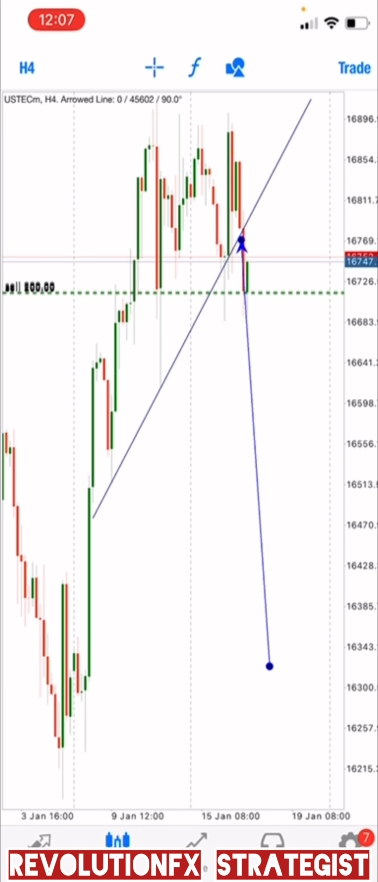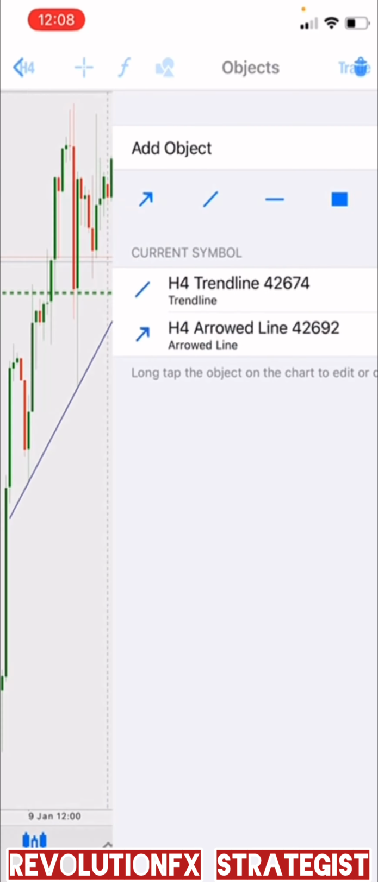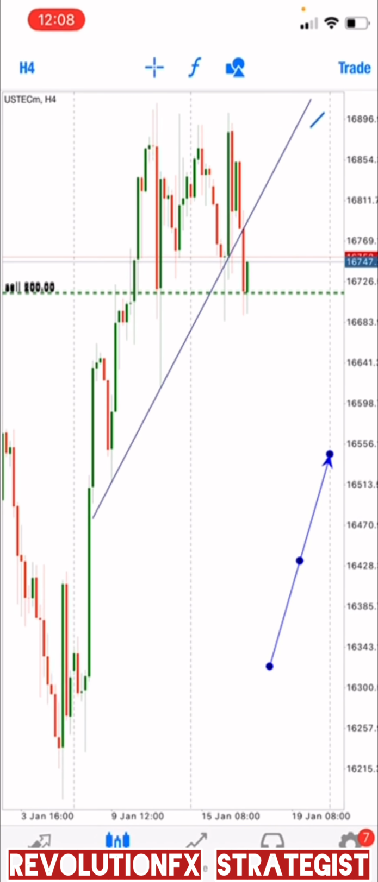Now, since the market went all the way up and then came all the way down, it breached this trend line with a very strong bearish move. As you can see, this was a very strong bearish move. Since this trend line has now been breached, this structure has been broken.